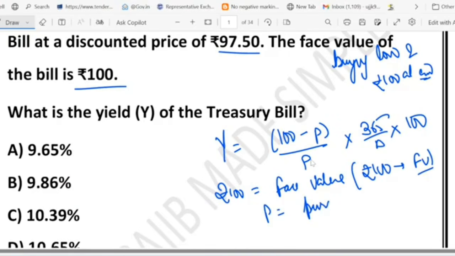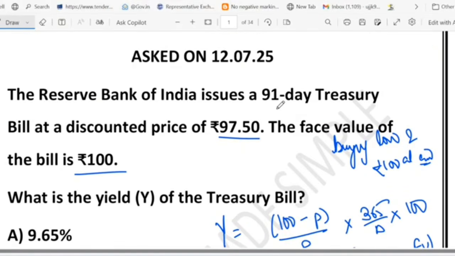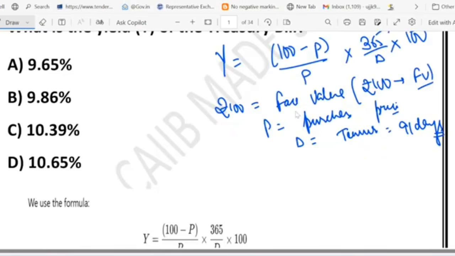Okay. Then comes D. What is D? D stands for the tenure of the bond. And in this case, as you can see, the tenure of the bond is 91 days. So this is the formula which will be used. We just substitute the values.